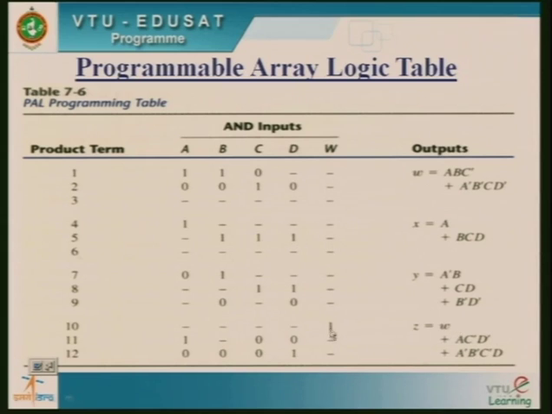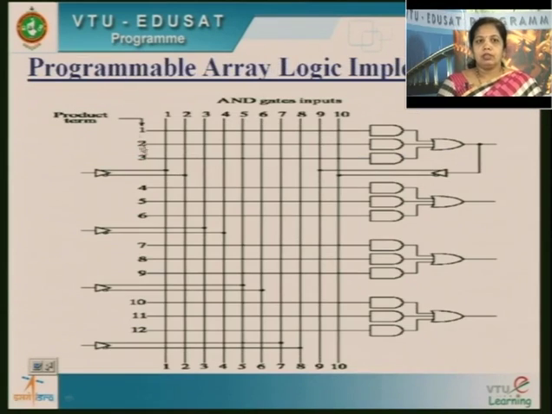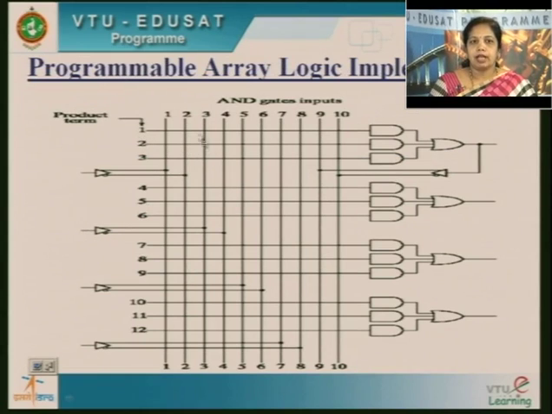Under W it is 1. We have one product term here, A, C complement, G complement, and another product term A complement, B complement, C complement and D. So this will be an AND inputs of programmable array logic. So this is the table we have generated from the equation. So you can just see here, we have AND gates inputs.